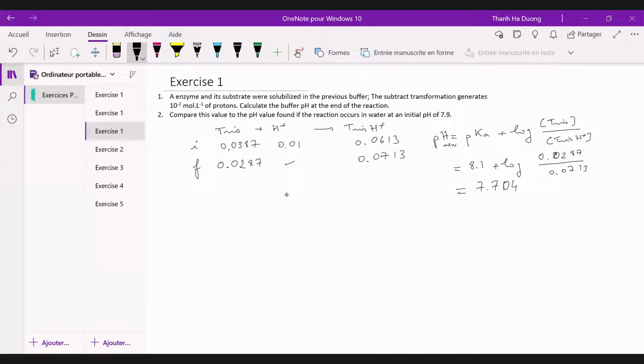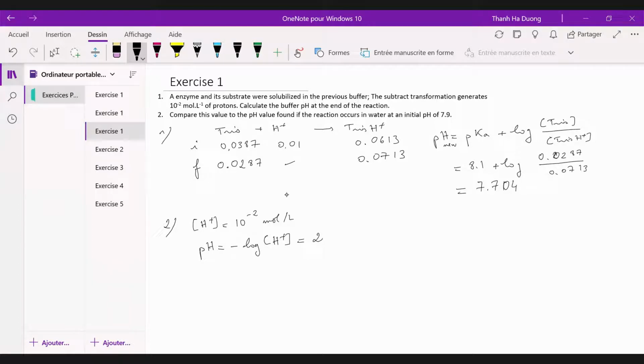And 10 minus 2 mole per liter is a very high amount of proton, so usually you don't have this. And we compare this value to the pH value when the reaction occurs in water. The final concentration of proton will be 10 minus 2 mole per liter. And so we can use this equation: pH is minus log of H plus. So it will be 2.